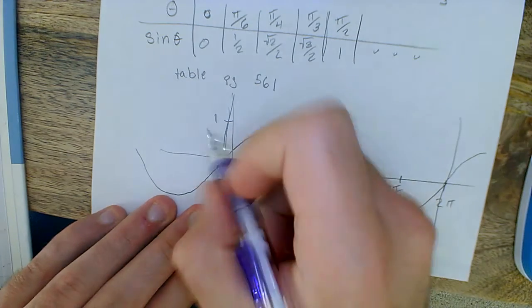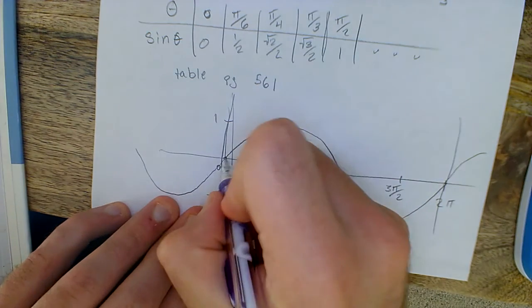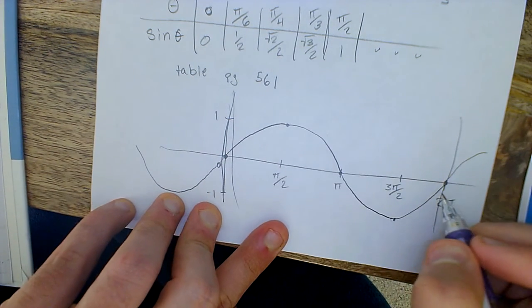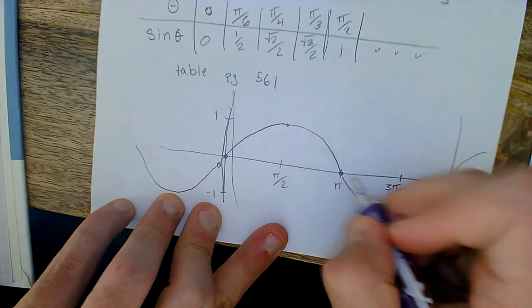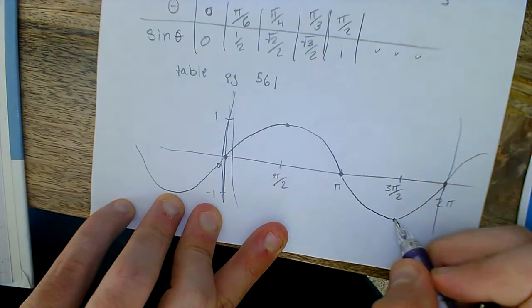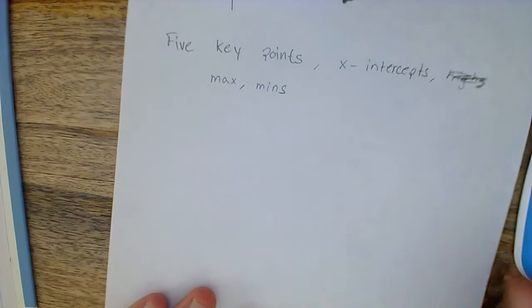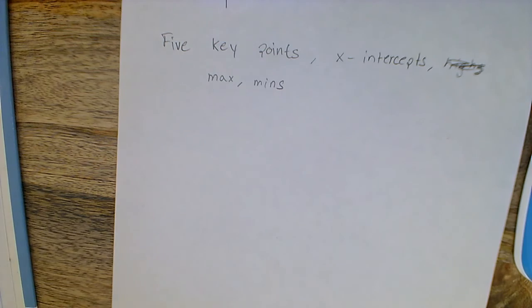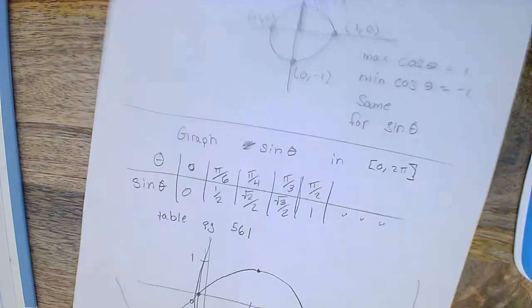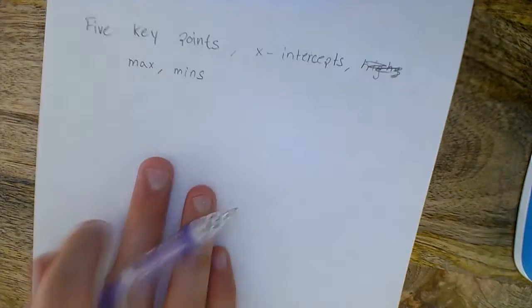So for the sine function, it's a little different. The x-intercepts are at 0, pi and 2 pi, and then the max value is at pi over 2 and the min value is at 3 pi over 2. Okay? So those are things you can look for when graphing the sine and cosine function. And then you can connect the dots like I did when drawing these two sine and cosine functions.